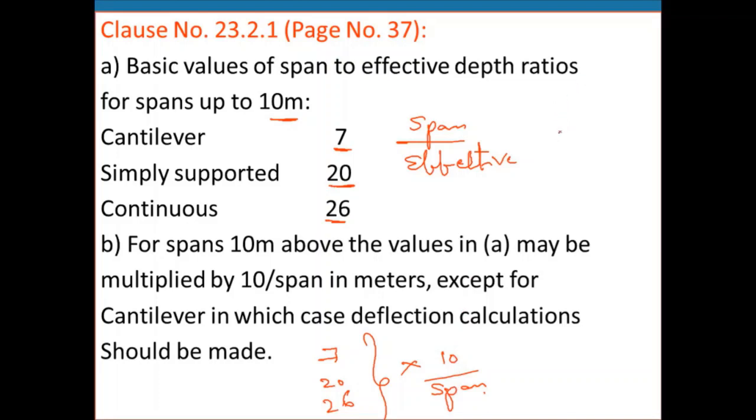And there are another two modification factors which we have to multiply. One is based on the tensile reinforcement and another one is based on the compression reinforcement. So totally 3 modification factors will be there, but the second one and third one are not that important. Only the first one is very important, that is, we have to multiply the given value with 10 by span.